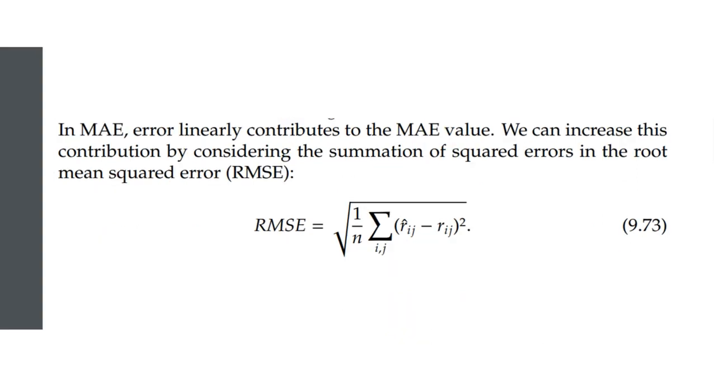Now MAE contributes errors linearly to the MAE value. We can increase this contribution by considering the summation of squared errors in the root mean square error. So the root mean square error, that is RMSE, is equal to the square root of 1 upon n summation over i, j of (r cap ij minus rij) squared, where r cap ij is the predicted rating and rij is the actual rating for a particular product. So we can apply this and we can get the root mean square error.